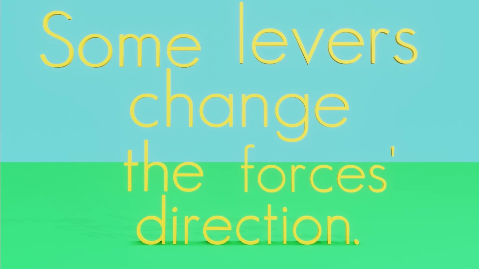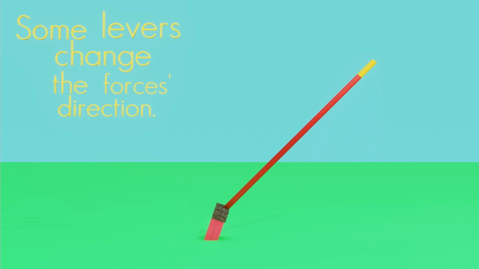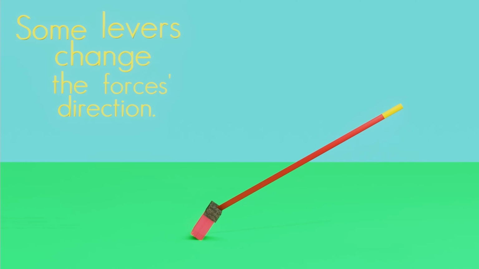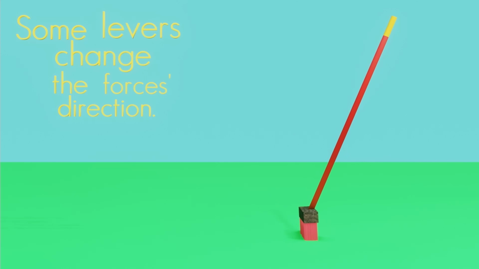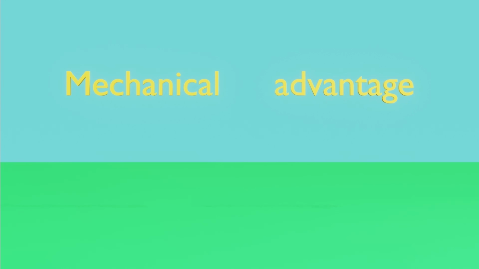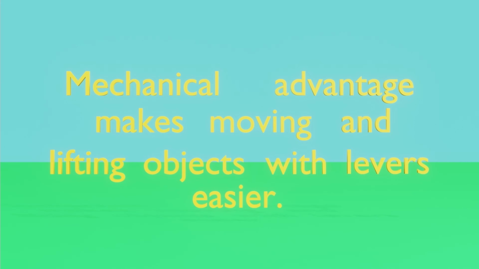Rather than amplify the force, some levers change the force's direction. For example, when we use a broom, the long handles make it possible to sweep over a large area while moving your hands for a short distance. Mechanical advantage makes moving and lifting objects with levers easier.